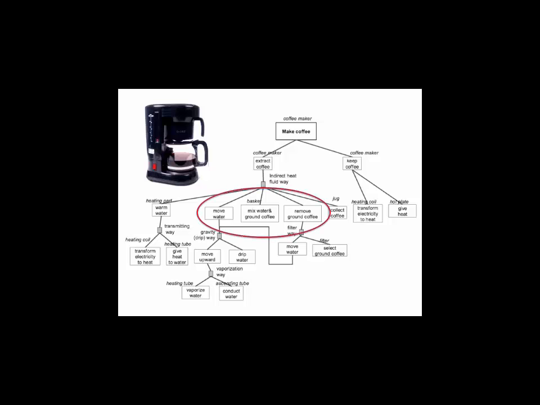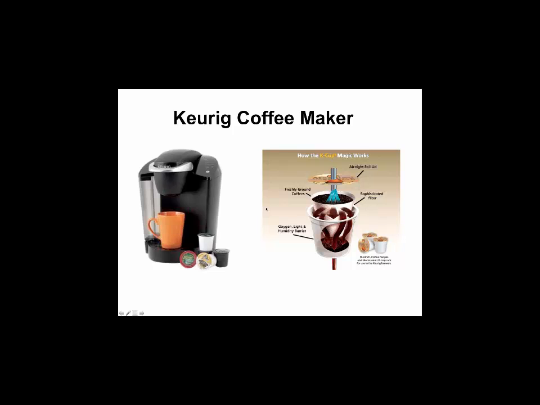The nice thing about a function model technique is that sometimes you can concentrate on specific functions to create a very innovative product that no one has ever thought of before, and you can take the market by storm. So if we look at the basket, which is moving the water, mixing the water and ground coffee, and removing the ground coffee, a company called Keurig came up with a way to do that no one had ever thought of before. And they have these little cups here, which are called K-cups, Keurig cups.